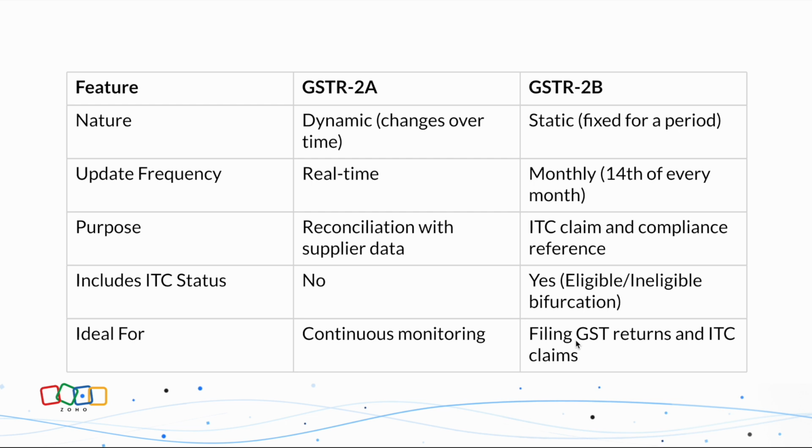The purpose of filing GSTR 2A is to reconcile with your supplier's data which is uploaded in the GSTN portal, whereas GSTR 2B is for ITC claiming and compliance reference. GSTR 2A does not include an ITC statement, whereas GSTR 2B includes the ITC statements such as eligible or ineligible. And GSTR 2A is ideal for continuous monitoring, whereas GSTR 2B is for GST filing and claiming ITC.